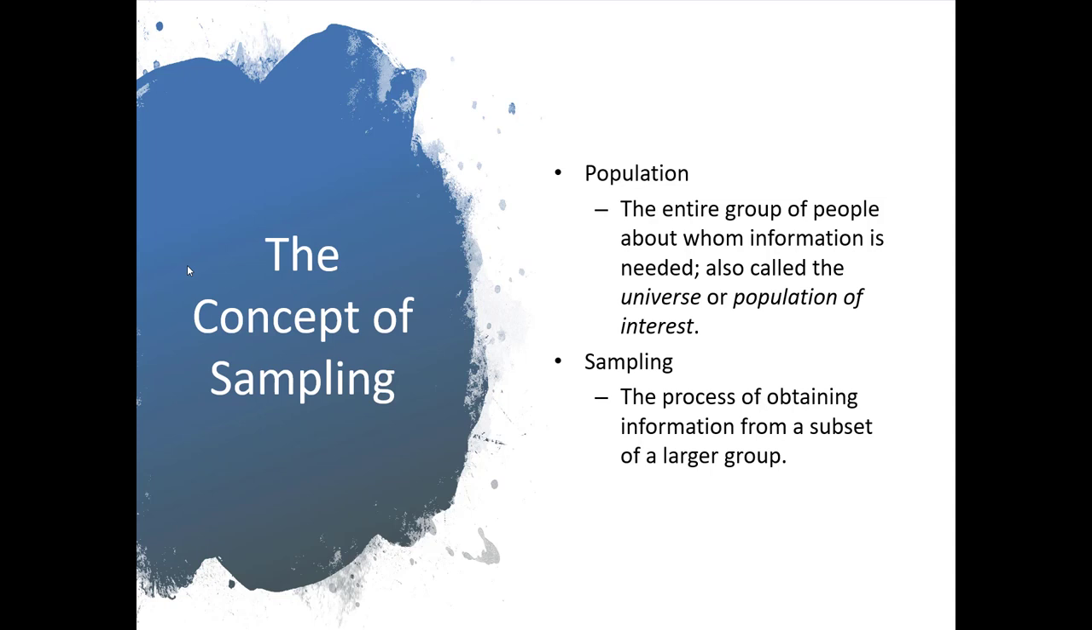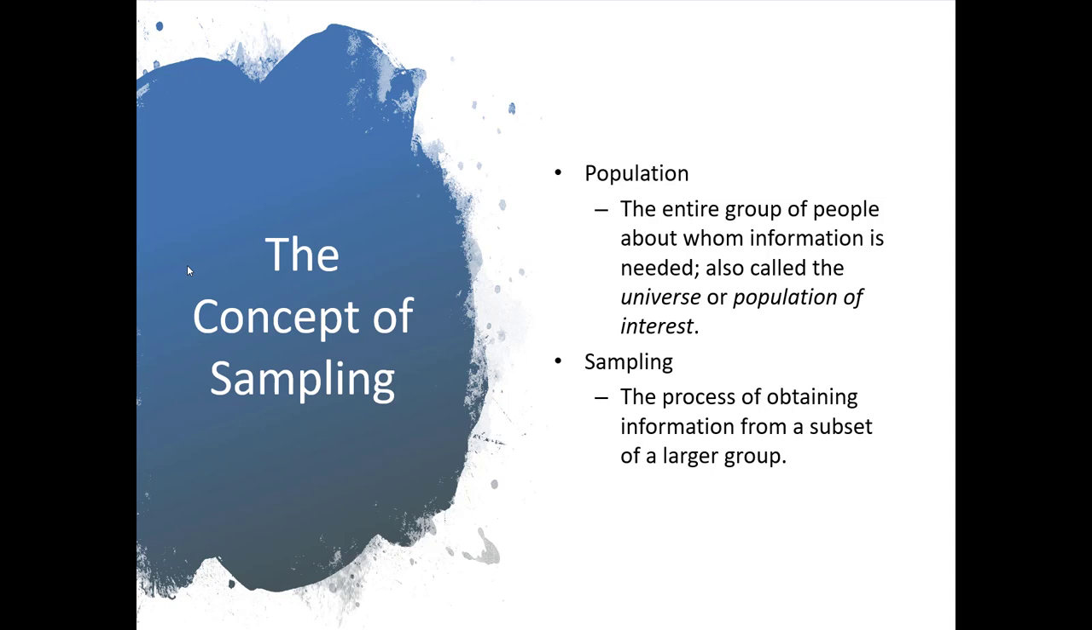For example, we want to understand what Cal State Fullerton students look like in terms of demographics, psychographics, geographics, lifestyle, activities, opinions, everything. If we want to know about the Cal State Fullerton students, and this becomes the focus of our study, it's the population. So it's the universe, a population of interest.